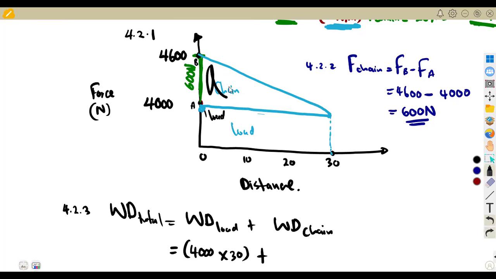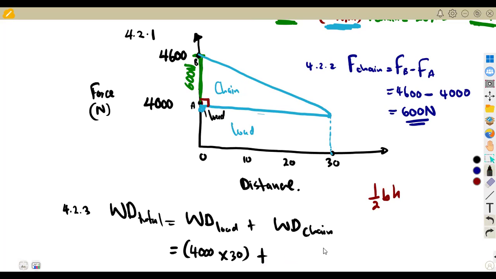The work done of the chain here. This is the chain. What we have is a rectangle. It forms a rectangle. So a rectangle, that's a triangle. It forms a triangle. So we are going to calculate the area of the shape, which is a triangle. That's a right angle triangle, half base times perpendicular height. So it is going to be half.